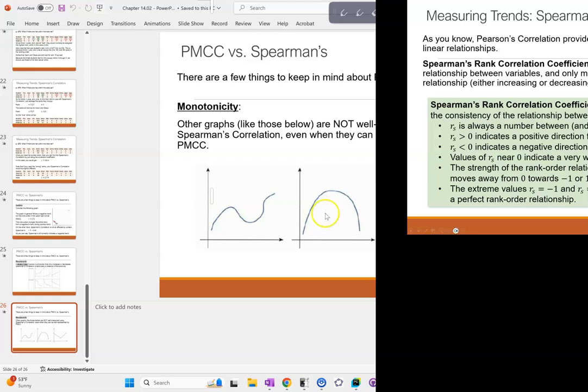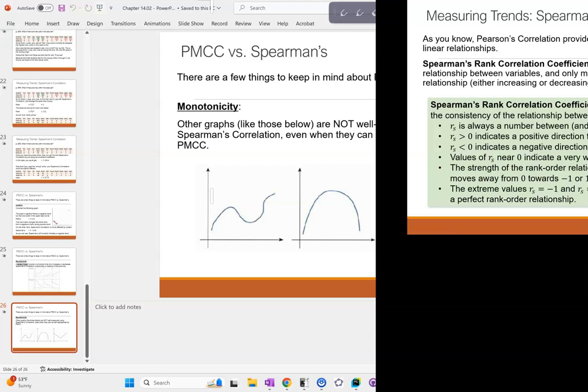So the Spearman rank correlation coefficient, typically we abbreviate as R sub S, or we use the Greek letter rho. Just like the Pearson's, the Spearman statistic is always between -1 and 1. Positive values describe positive direction. Negative values describe a negative direction. Values near 0 indicate a very weak relationship. The strength increases as we move away from 0, and the values at exactly -1 and +1 occur only if you have a perfect rank order relationship.